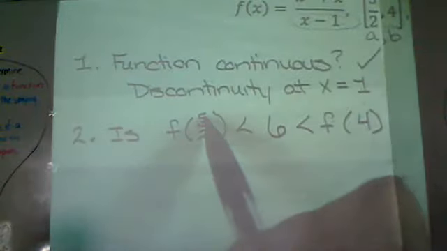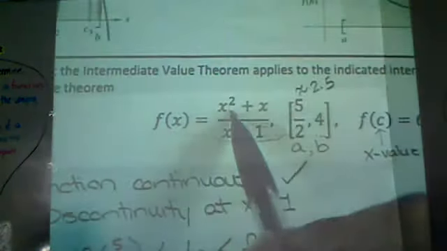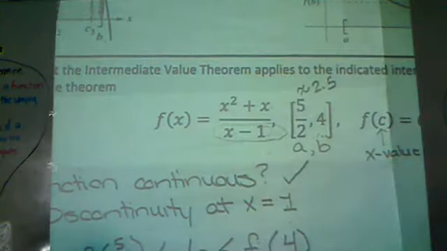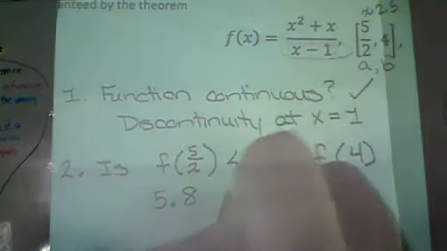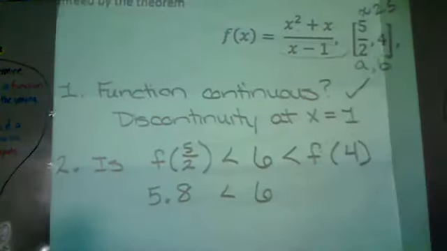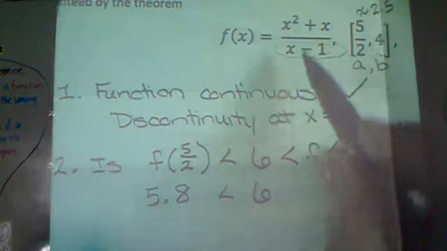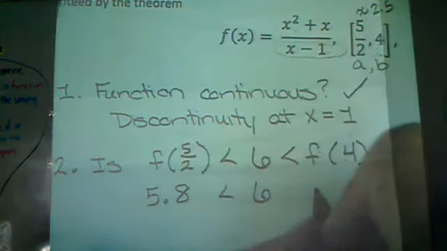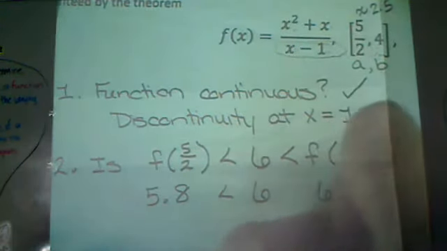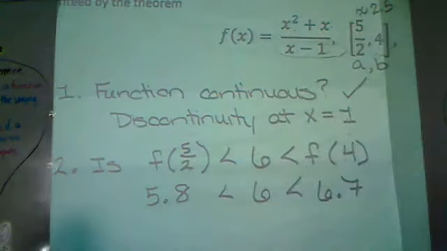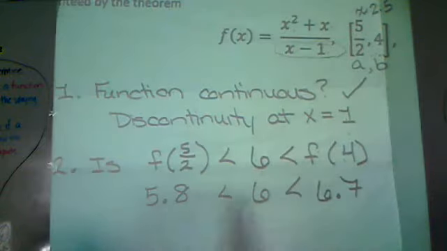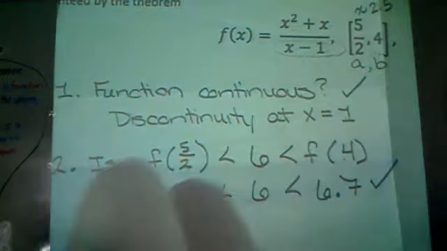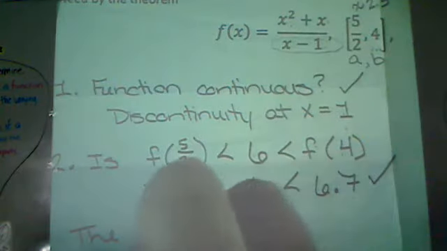You plug 5 over 2 in for every single x, and you get roughly 5.8, which, yes, is less than 6. So good. When you plug the 4 in everywhere you see an x, you get roughly 6.7, which is greater than 6. So, since the y value we're looking for falls between the 2 endpoints that we were given, then yes, the intermediate value theorem applies.